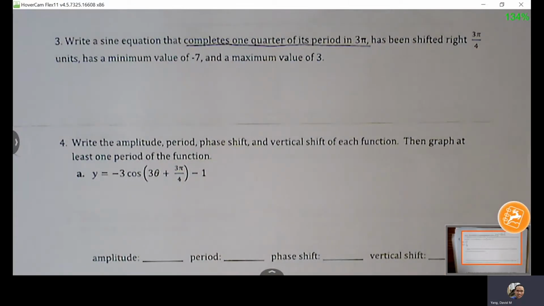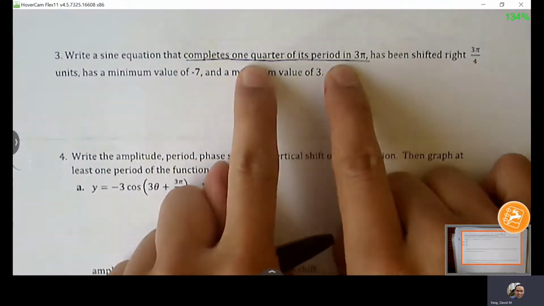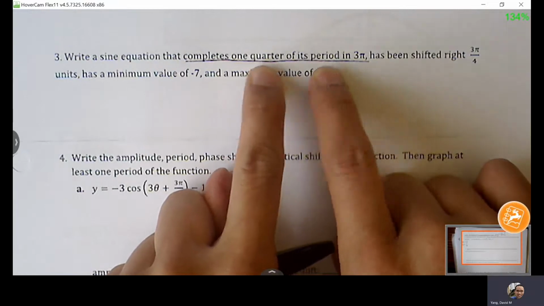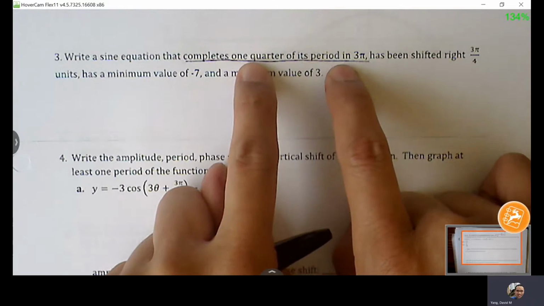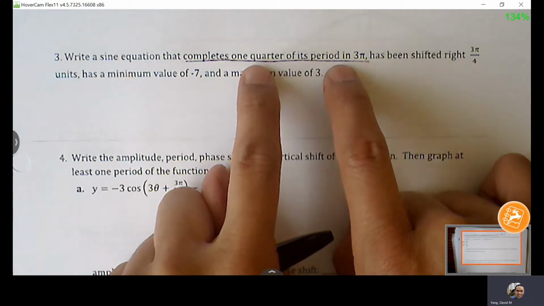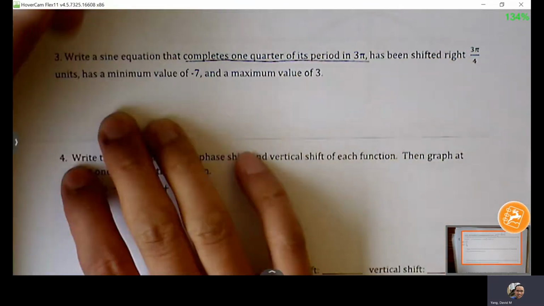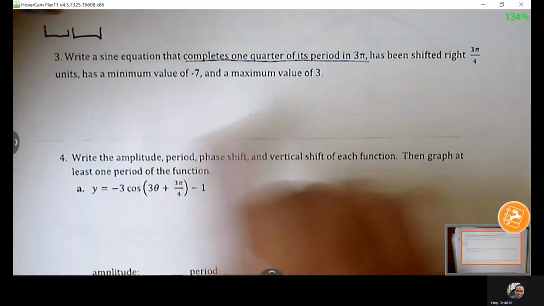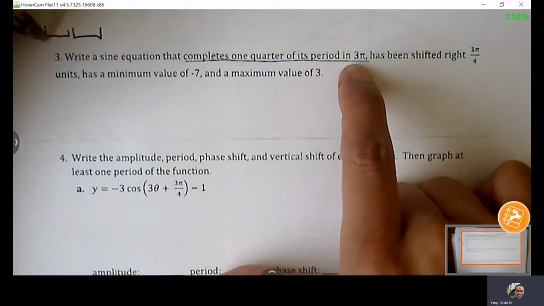You kind of have to figure this out a little bit. What does this mean? Can you guys give me another way of saying this? What does that mean? But what does this tell us about the full period of this sine function? Good. So that means 1/4 means 1/4, right? So that means after 1/4 of the sine function, it's going to cover 3 pi.